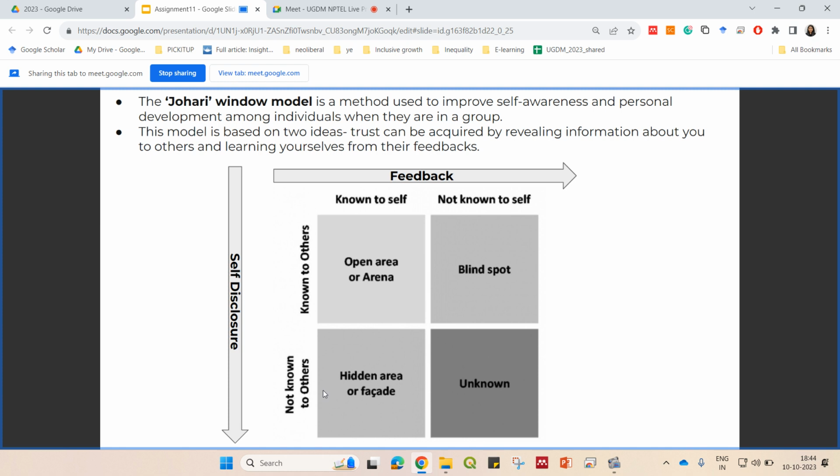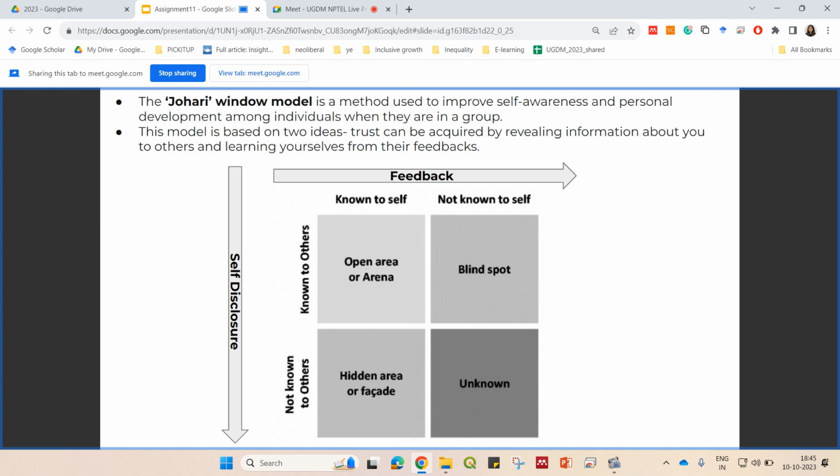Same if you move in this direction, you're not disclosing anything about yourself, but you're getting a lot of feedback. So what will happen in this situation is that you'll create a facade in which you won't reveal anything about yourself, but try to make a hidden area or hidden facade behind which you'll hide your real self and try to conform to the feedback which you are getting.